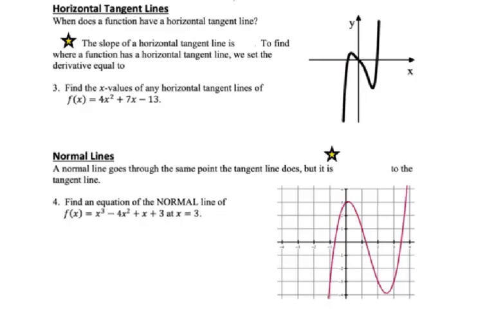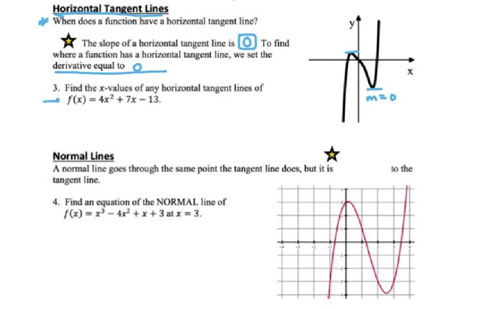Okay, two kind of fun problems on this page. The first one is a horizontal tangent line problem. And the question asks, when does a function have a horizontal tangent line? Well, if we were looking at something like that, we have a horizontal tangent line when the slope of that tangent line is 0. So to find where a function has a horizontal tangent line, we set the derivative equal to 0, and that's how we do it. So here is our function.